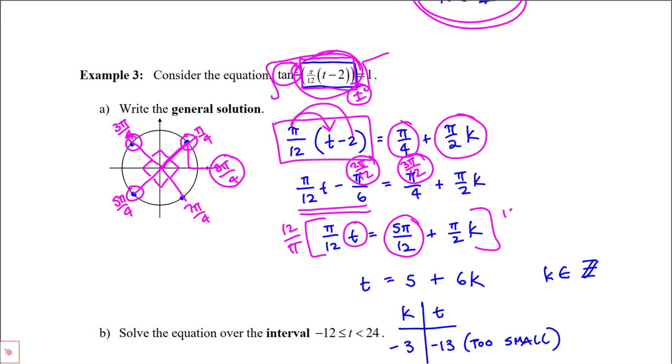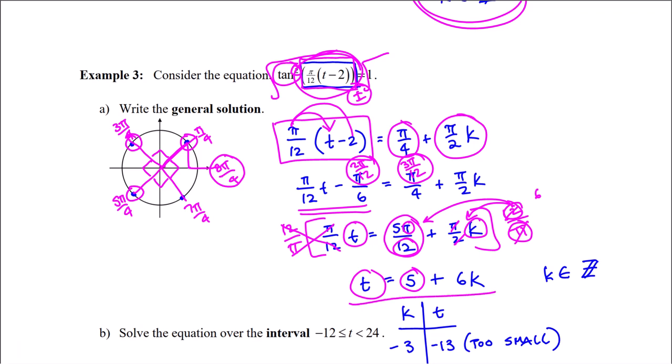And on the right side, I have to distribute. So that's 1, that's 1, so t is left. Distribute here, the pi's are gone, and the 12's are gone, leaving 5. If I distribute here, 2 goes into 12 6 times, the pi's are gone, and I have 6k. So here is our general solution.